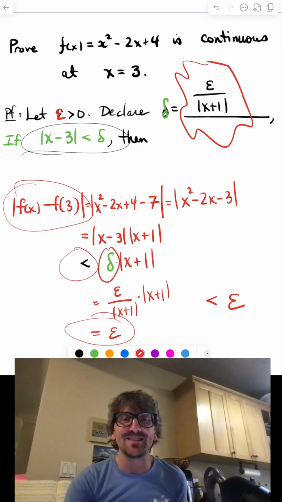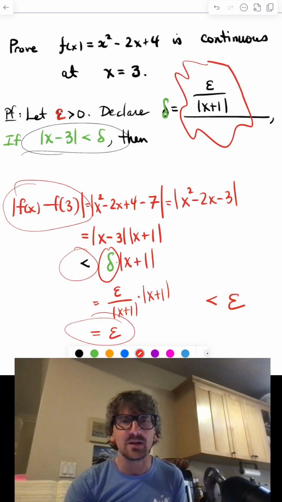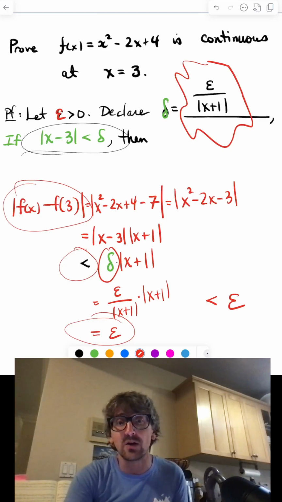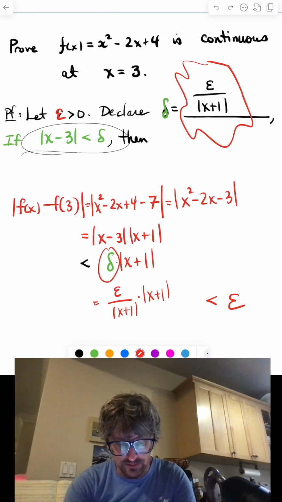The problem is that delta needs to be a number. And at the moment, we've written something depending on x. And x isn't even defined, right? x is just some letter, or some dummy variable for our function. So this absolutely is not allowed. But let me show you how we can remedy this.